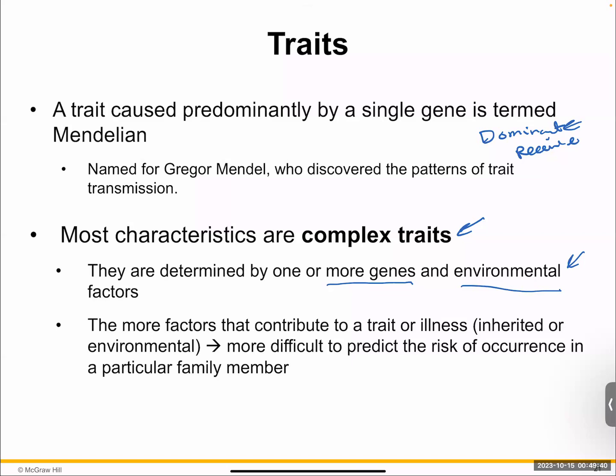This makes it very difficult to figure out how those traits will be inherited and how they will represent themselves in your offspring, because there are multiple factors that come into effect. One of the examples I tell my students is breast cancer. So having a gene does not necessarily mean you will develop it, because there are things like environmental factors that could definitely impact if you will develop that cancer or not.